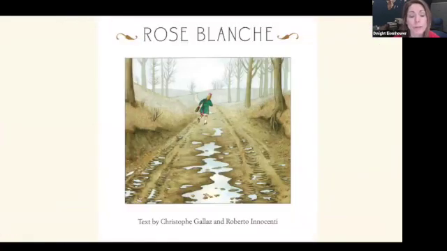The text was originally written in French and later translated into both English and German. Rose Blanche means white rose in French. And coincidentally, it was also the name of a French resistance group during World War II, that were resisting the Nazi policies.